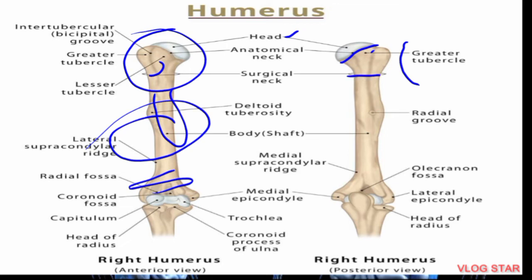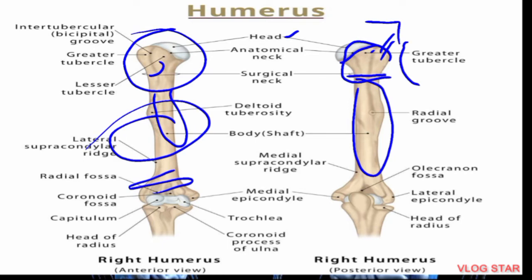Okay, so now the surgical neck separates the proximal end from the shaft. This is the surgical neck. This is the shaft, and from here this is the proximal end. Now the intertubercular sulcus, the bicipital groove, is the sulcus that separates greater and lesser tubercle. Now you can see the upper end of humerus is the growing end.